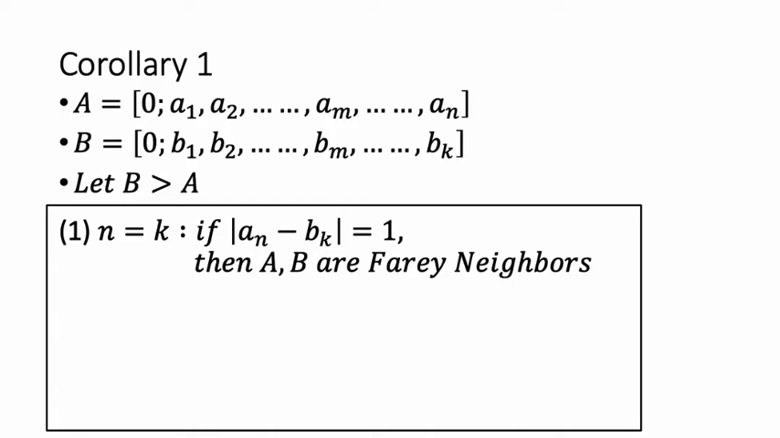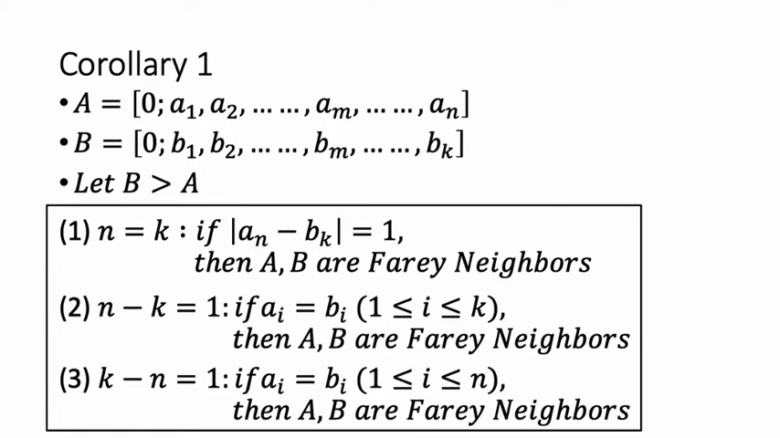There are also two other conditions that will make a and b Farey neighbors. One is that if n minus k equals 1, and ai equals bi, where i is bigger than 1 and less than k, then a and b are Farey neighbors. The same is true when k minus n equals 1, but the range for i will be less than n. So these are the three forms that Farey neighbors will take when expressed in continued fractions.